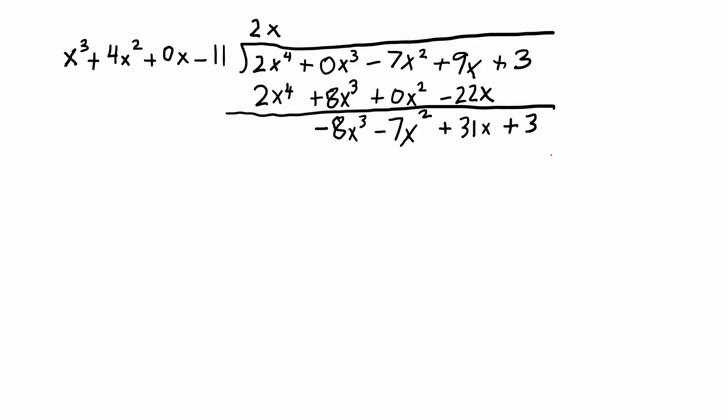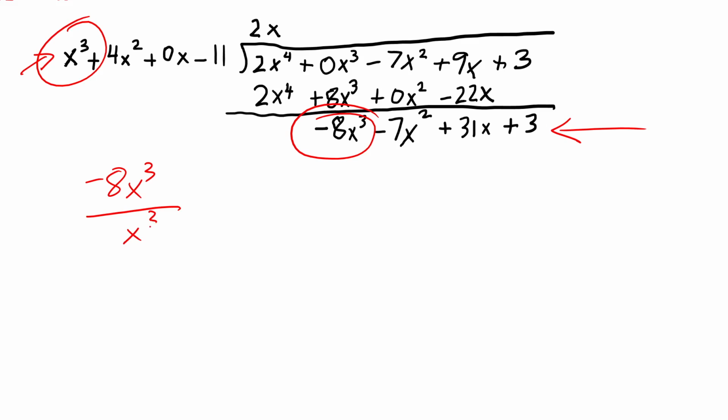What shows as our remainder right here is not yet of a lesser degree than our divisor. They're both degree 3. So I'm going to take this term right here and divide by the term x cubed. Let me give me a moment to get my pen back. So I'm going to say, what's negative 8x cubed divided by x cubed? And the answer is negative 8. And so I'm going to take that negative 8 and I'm going to put it up top.